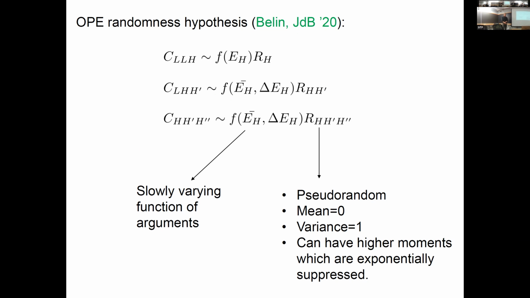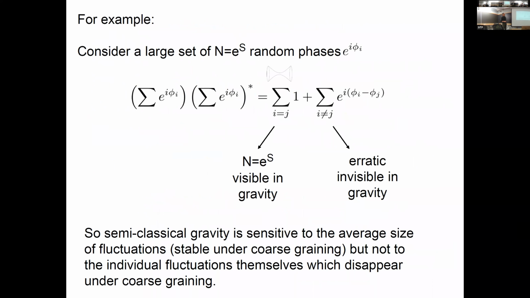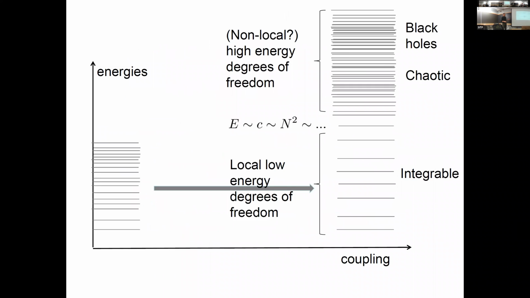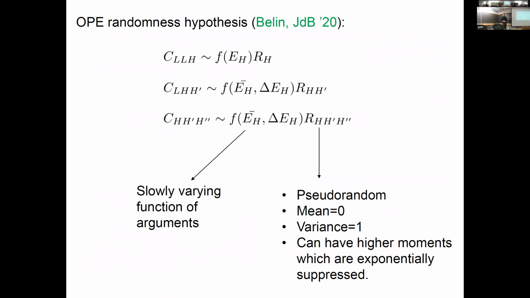So there should be some hierarchy of these, just like in the central limit theorem. All these higher moments are suppressed by higher and higher powers of n. So simply we expect the higher moments of these OPE coefficients to be suppressed by e to the S or something. So should you claim that these are universal for CFTs in a given dimension?